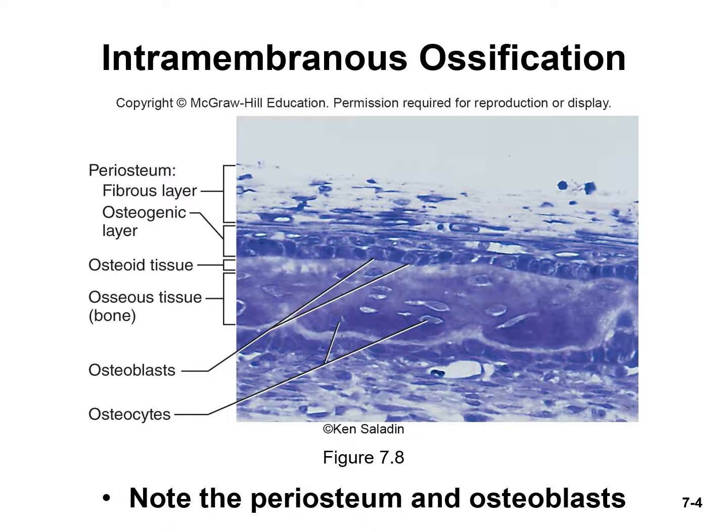And this is a slide that actually shows this process in a real tissue. So the periosteum here, the fibrous layer, and then the osteogenic layer. Osteoid tissue is this layer here, and then osseous tissue. So this also points out the osteoblasts. So these kind of square-shaped cells here are going to be laying down the matrix, and then osteocytes, this would be a mature bone cell that is fully surrounded by this matrix.